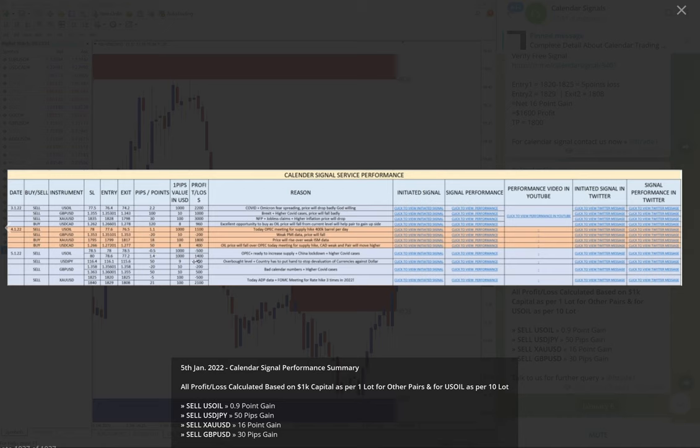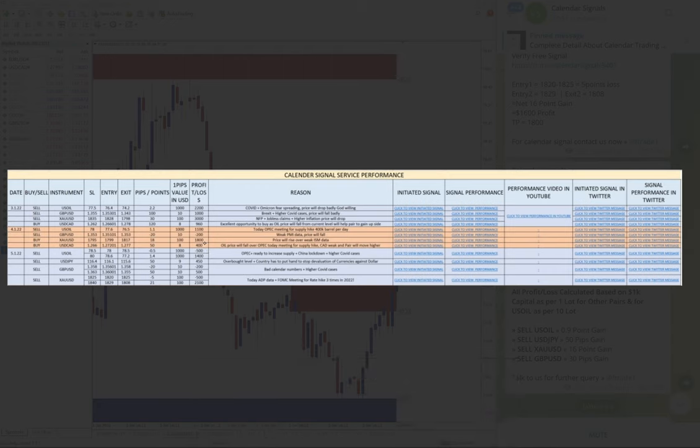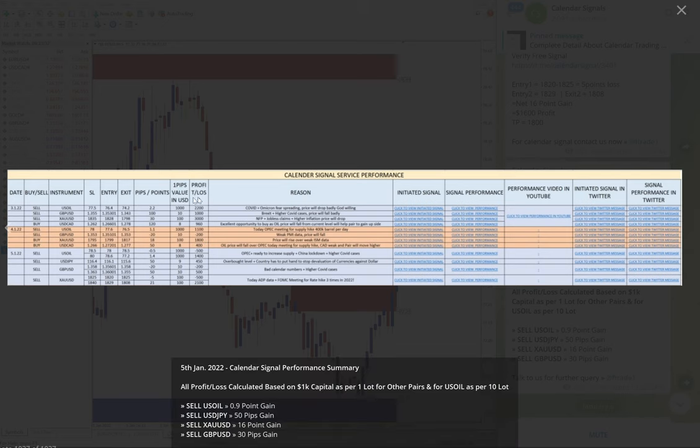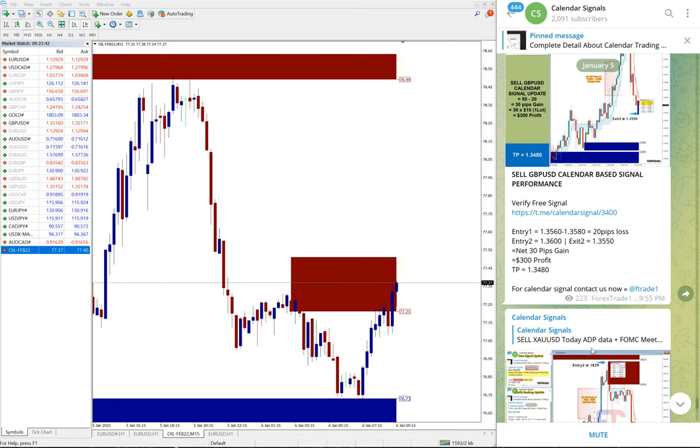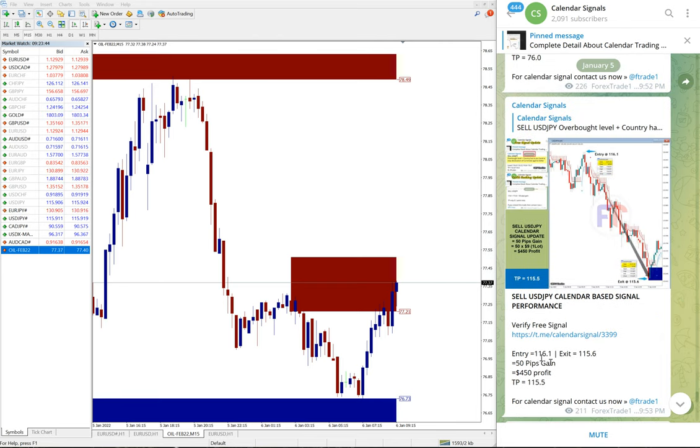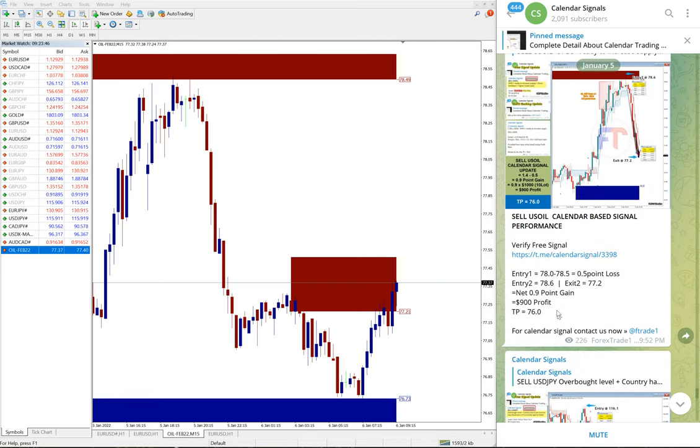And this is the minus $500, which is that SL hit, and $1,400, 1.4 point gain. So this is how it is. And USOIL performed. The first entry obviously SL hit, then from second entry it performed well.